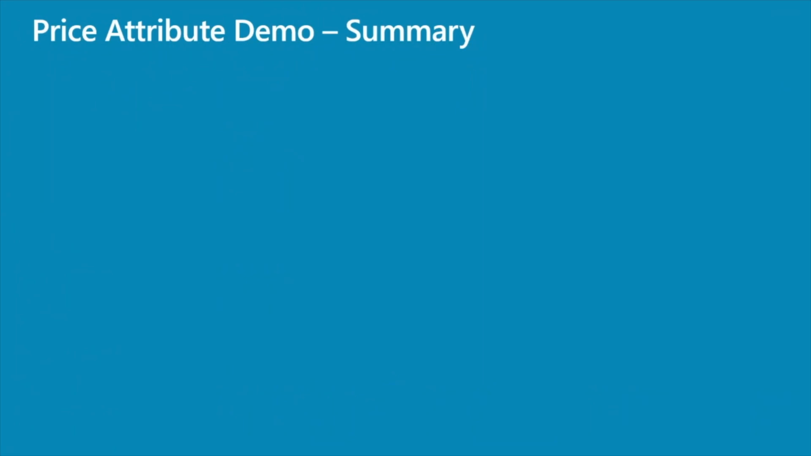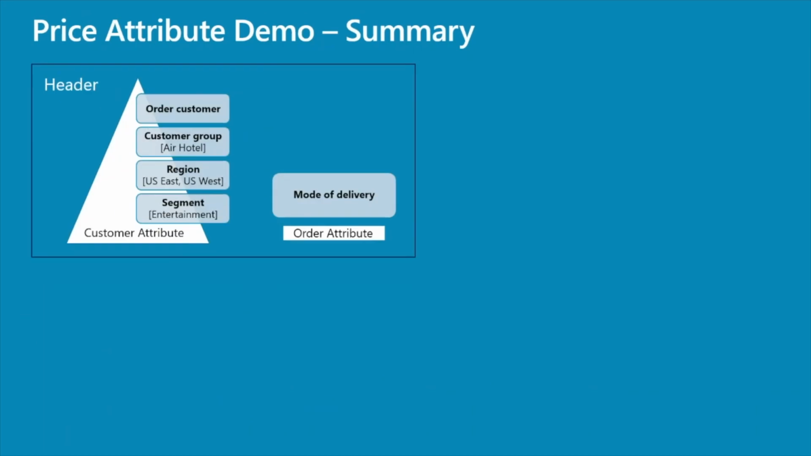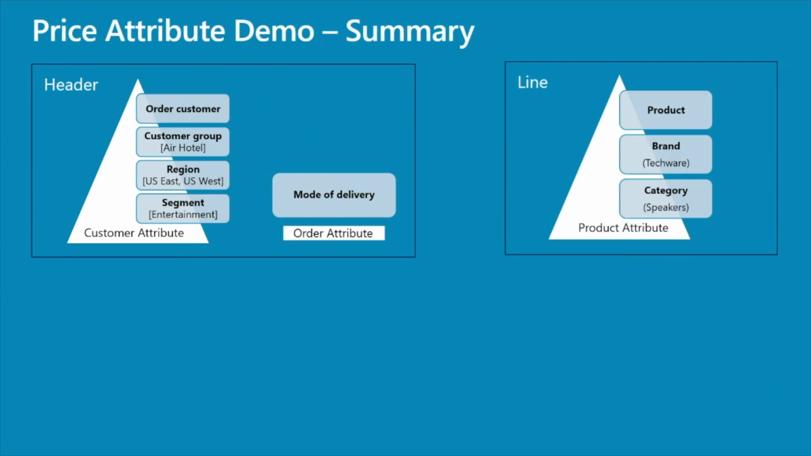First, Contoso Entertainment System have decided what attributes they will be using. So what are the attributes in the header that Contoso Entertainment System would like to use in the pricing strategy? This can be both customer attribute and order attribute, followed by what are the attributes in the line that Contoso Entertainment System would like to use in the pricing strategy. In our scenario, it is product attribute only, but we can also have a transaction attribute at the line level.